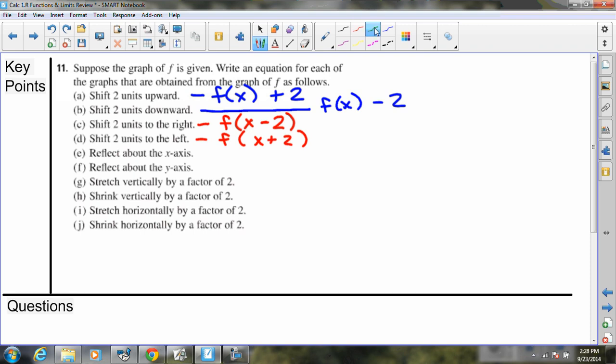Reflecting about the x-axis. X-axis tells us that we're flipping it up or down. Up or down is actually telling us outside. That's a type of Y change. And if we reflect across the Y-axis, that's a left and right. Left and right is X argument, so that would be f of negative x.